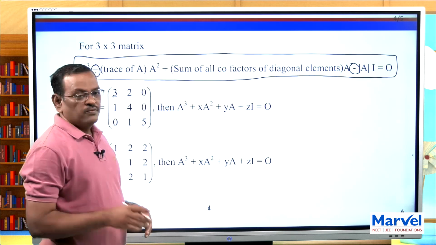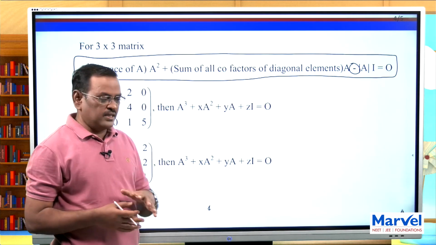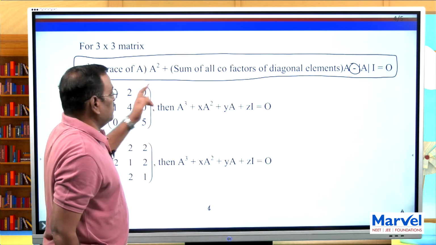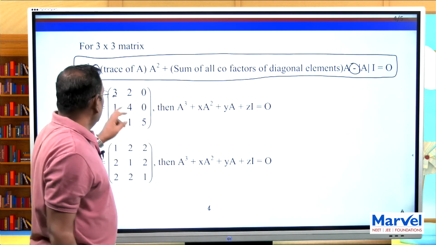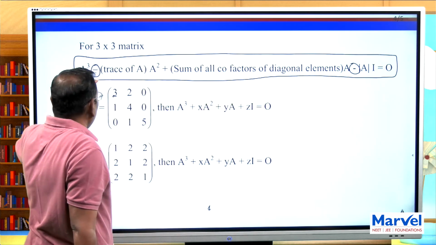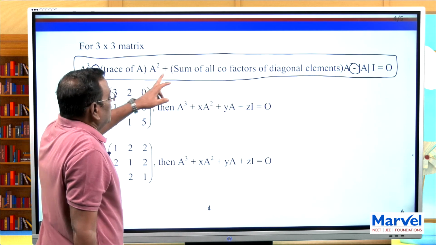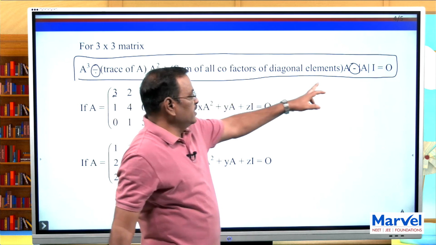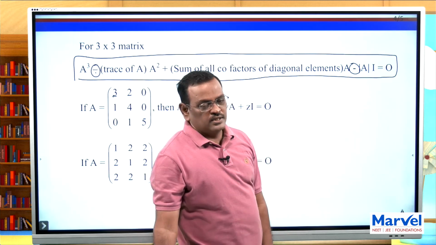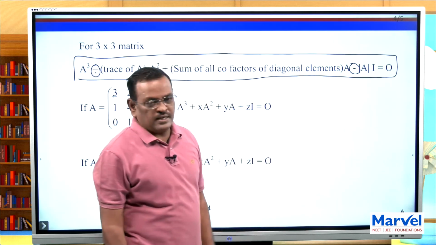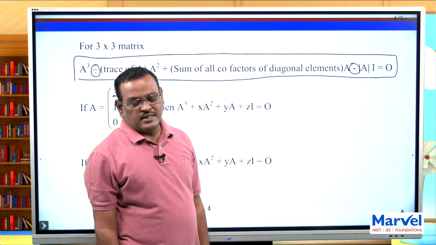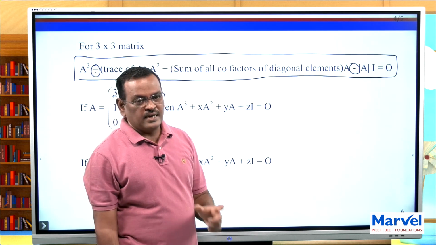Here also, for all cubic equations, whatever the form, whether it is algebraic form or matrix form or any other form, the second term and even-numbered terms are always negative. That is the reason for the minus sign here and the minus sign there. A cube minus trace of A into A square plus sum of all cofactors of the diagonal elements into A minus determinant of A into I equal to O. So, this is a short trick. Don't forget this trick. If you know this, within 10 to 20 seconds, you can find the correct answers.